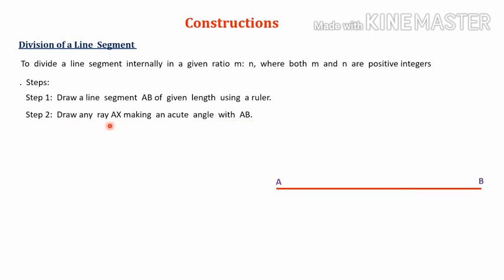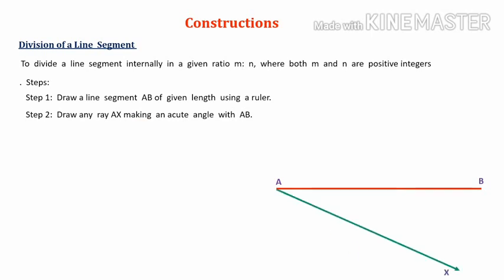Draw any ray. Ray means we can extend that particular line towards one direction. So one end is fixed and in the other direction you can extend indefinitely. That is called a ray. So draw a ray AX making an acute angle with AB. Here AB is the line segment shown. From here we have to draw the ray. Either you can draw upwards or you can draw downwards. But the angle between the line AB and the ray must be an acute angle, meaning less than 90 degrees. So here I am drawing downwards.